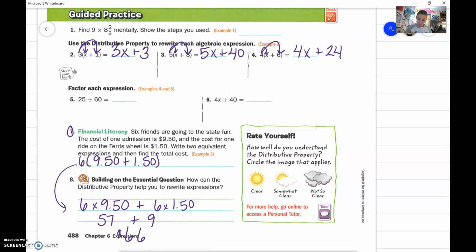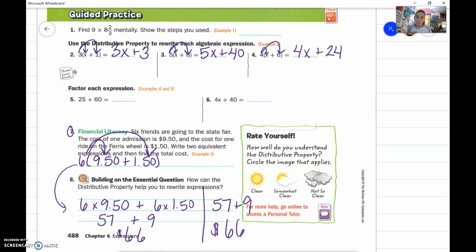So that's broken down one way. If we come back to this way and we distribute and we do 6 times $9.50, we're going to get 57 plus 6 times $1.50, that's going to give us 9, which is still going to give us a total of $66. Okay, for them to go to the state fair, to get in, and to do the Ferris wheel. All right, good job.